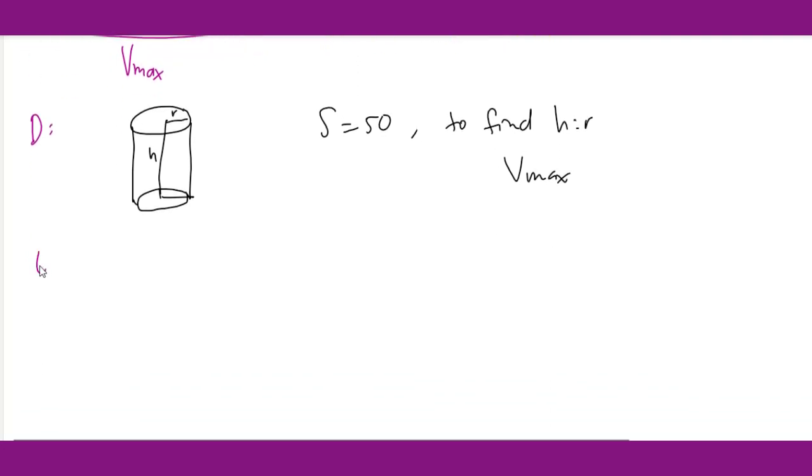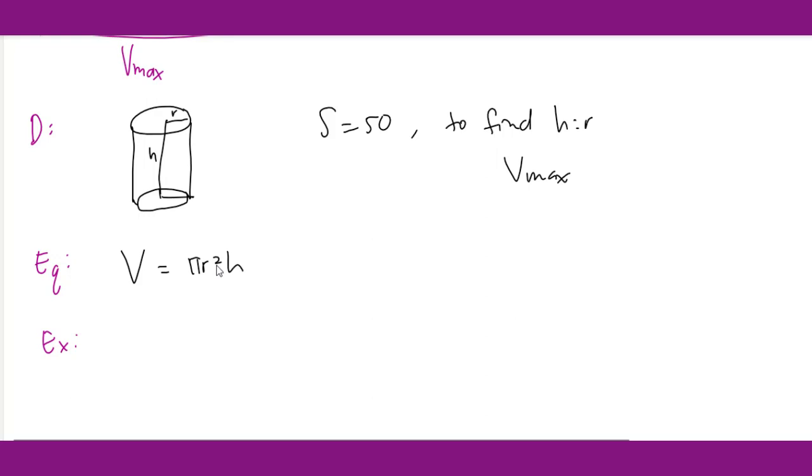The second is EQ. Find the equation for the cylinder. The equation is volume. V is equal to pi R squared H. The next step is EX. Express this into a single variable.